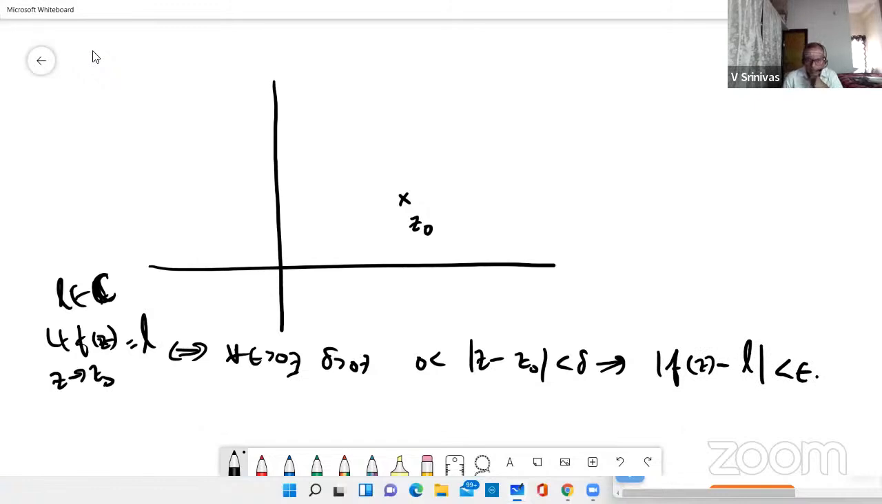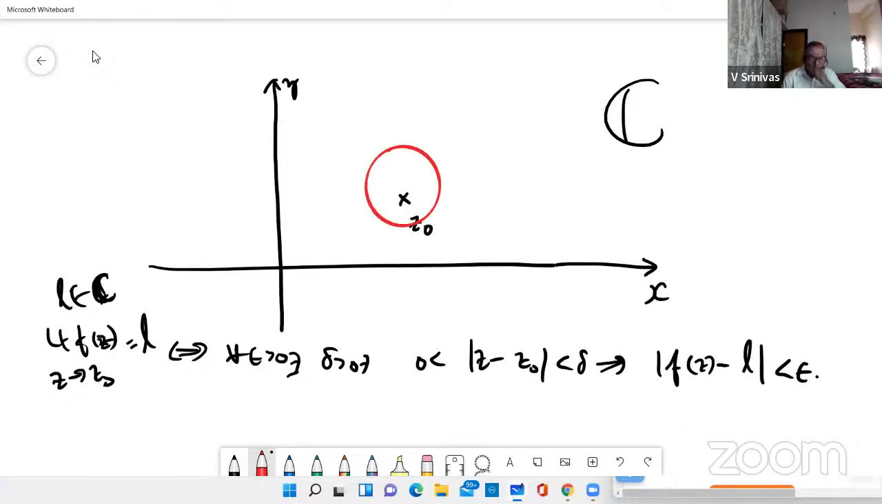Here I'm speaking of this delta neighborhood. For the delta neighborhood, you are in the complex plane. This is the real axis, this is the imaginary axis. You are inside the complex plane. So z naught is a point in the set of complex numbers, and around this you have to take a delta neighborhood. This is z naught, and this is delta.